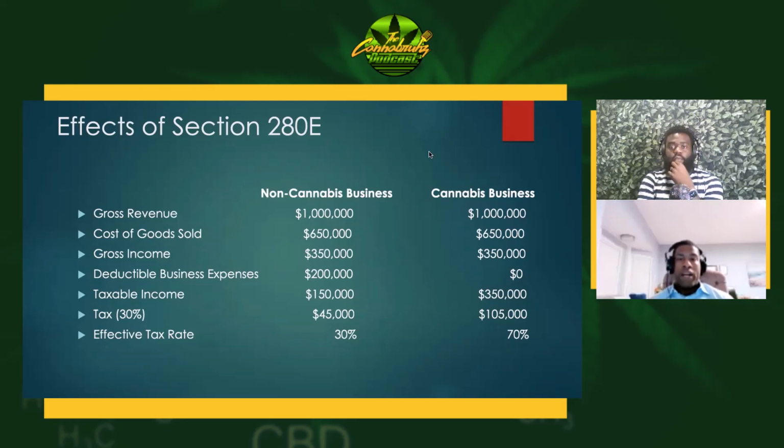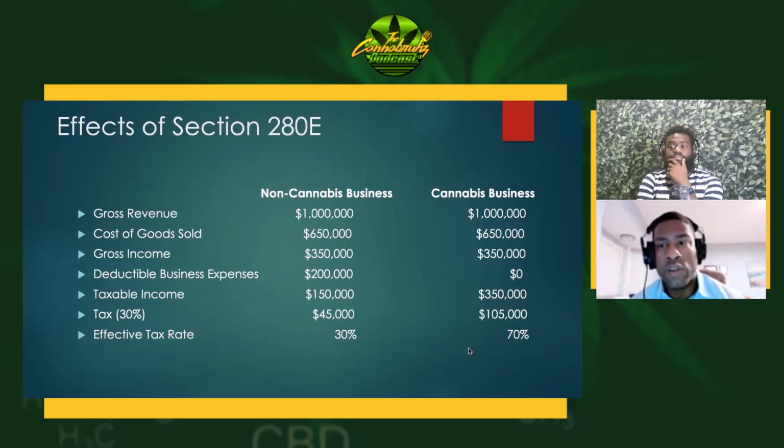Imagine having your cost of goods sold disallowed and your business expenses disallowed. That wipes out the $650,000, so now you're stuck being taxed 70% on $1 million. And that's $700,000. I can't even say it. $700,000.